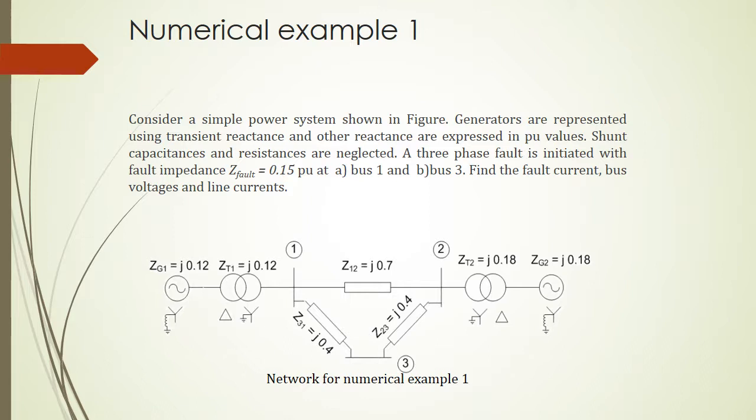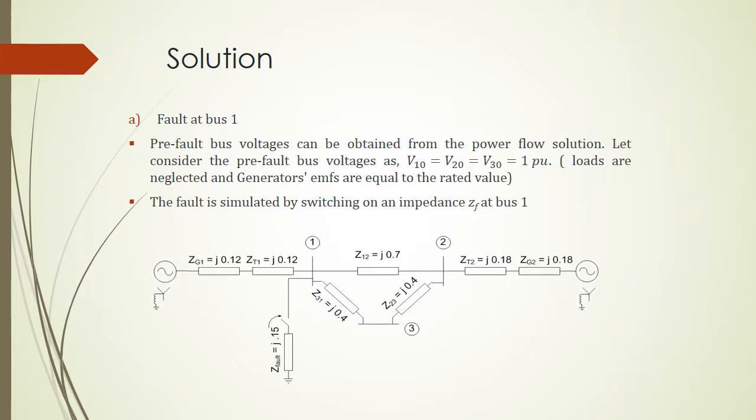In this case, we consider a balanced three-phase fault with a fault impedance of 0.15 pu at bus 1 and later bus 3. We need to find the fault current, bus voltages and line currents. So let's talk about the fault at bus 1. The pre-fault bus voltages can be obtained from the power flow solution. But let's consider the bus voltage when there is no load.